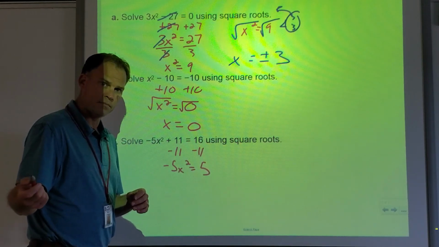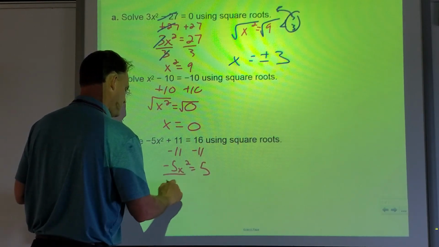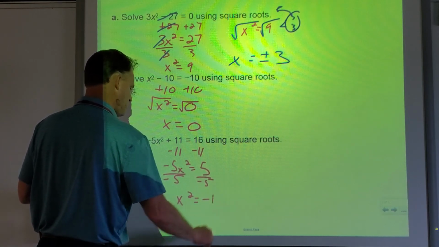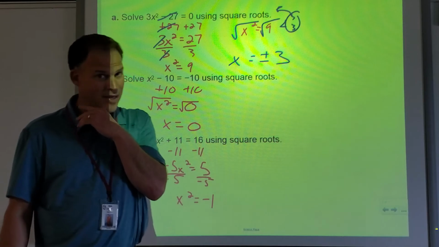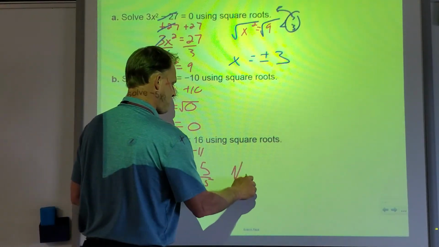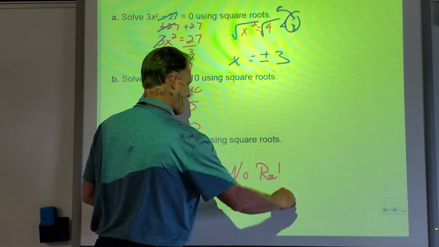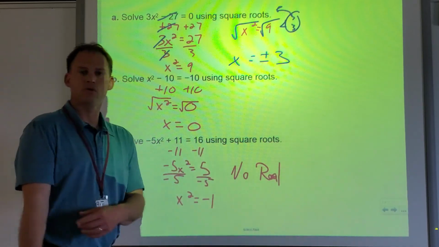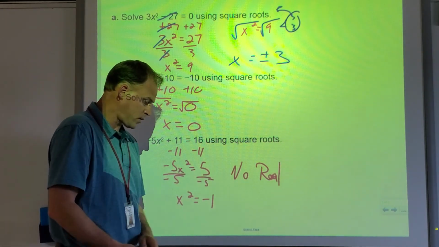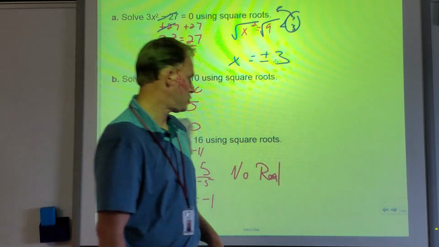What's the next step? And for our purposes right now, whenever you get x squared equal to a negative, no real solutions. That's all you need to do right there. Okay, x squared equal to a negative, no real solutions.